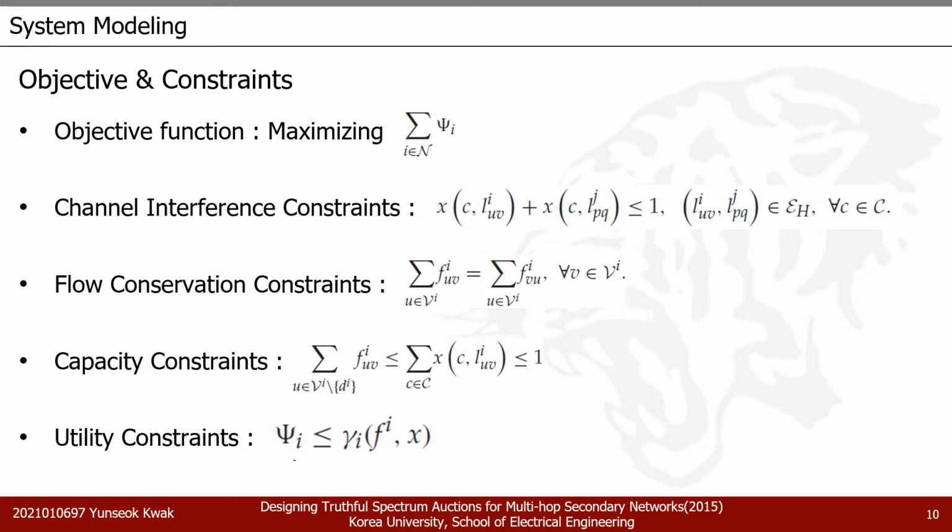And the flow conservation constraint says the summation of inner flow and the summation of outgoing flow are the same. And the capacity constraint says the flow can be made if there is an allocation of channel. And the utility constraint says the utility is no more than the valuation of this.